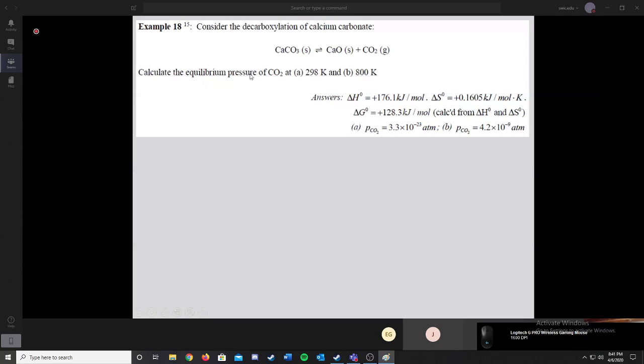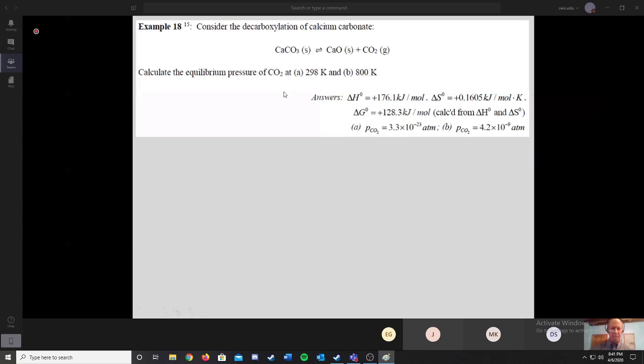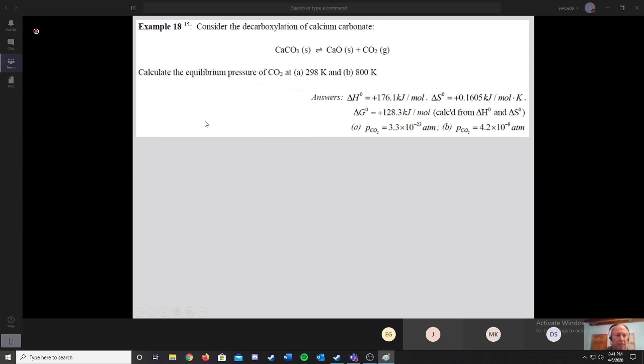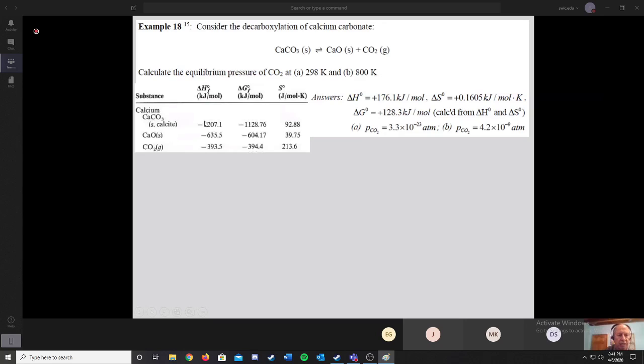So in this problem, we're asked to calculate the equilibrium pressure of CO2 at 298 K and 800 K. So first, let's look up the thermodynamic properties for each of these compounds. That's what this little table is. It's pasted from the table that's in the back of the class notes. So this has delta H, delta G, and standard entropy for each of the three.